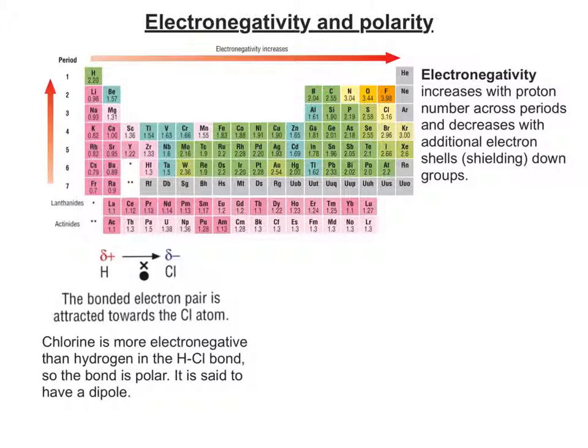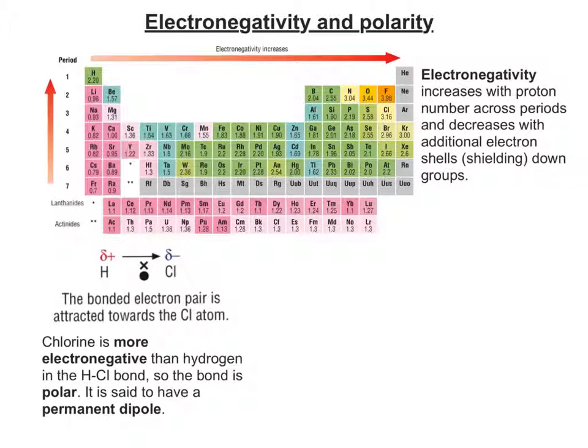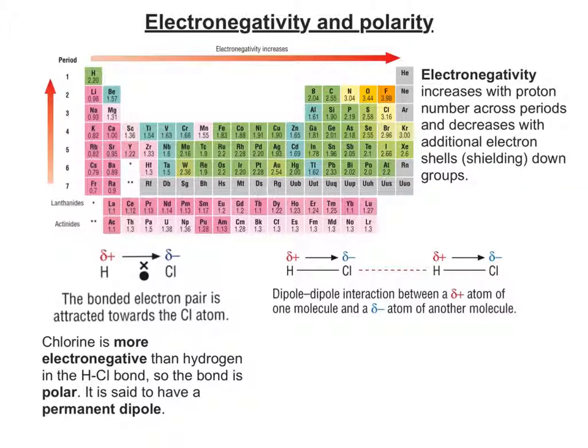So in fact, because the chlorine is more electronegative than hydrogen, always, this is now said to be a permanent dipole. So you can see how I've added that into the definition, a little explanation in the bottom left hand of the screen. So it's said to have a permanent dipole. So this leads to something quite interesting when we look at hydrogen chloride in a liquid form. So if we liquefy hydrogen chloride gas, we get something called a permanent dipole-dipole interaction. This is an example of an intermolecular force.